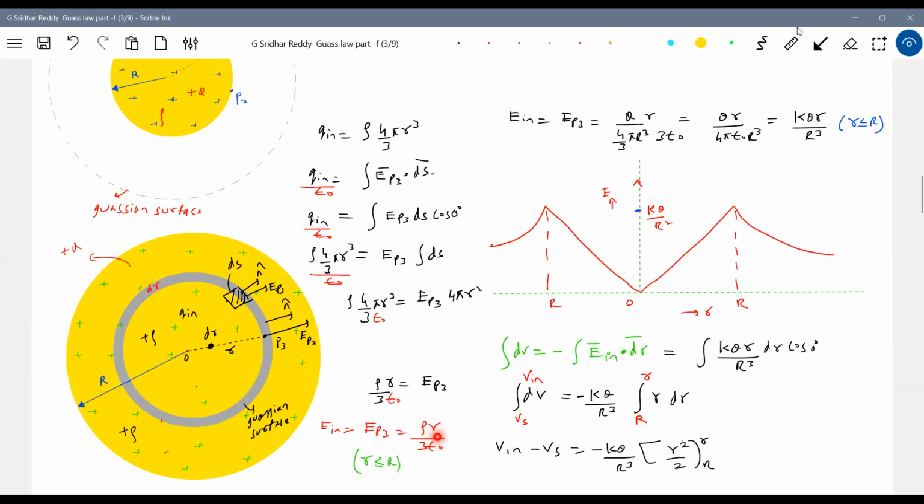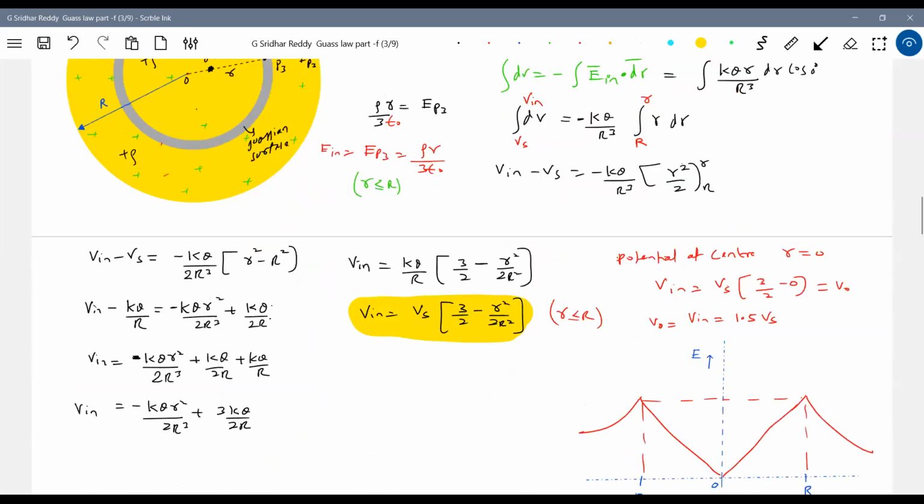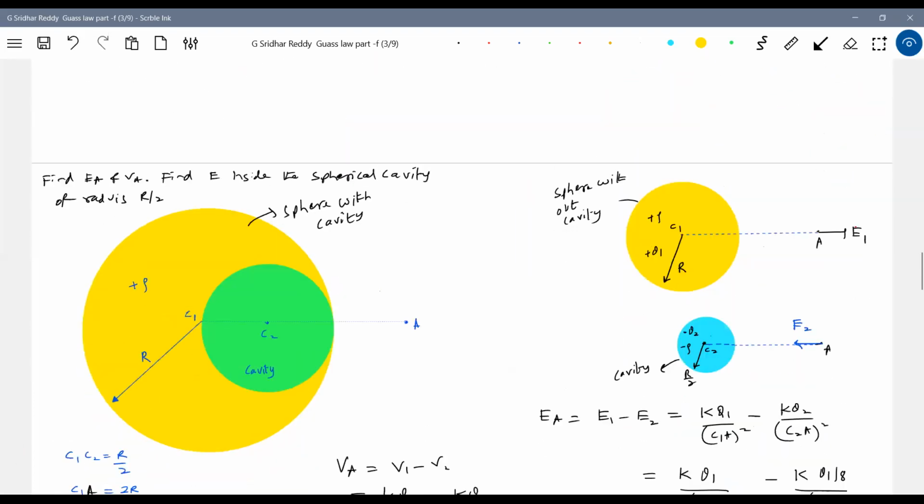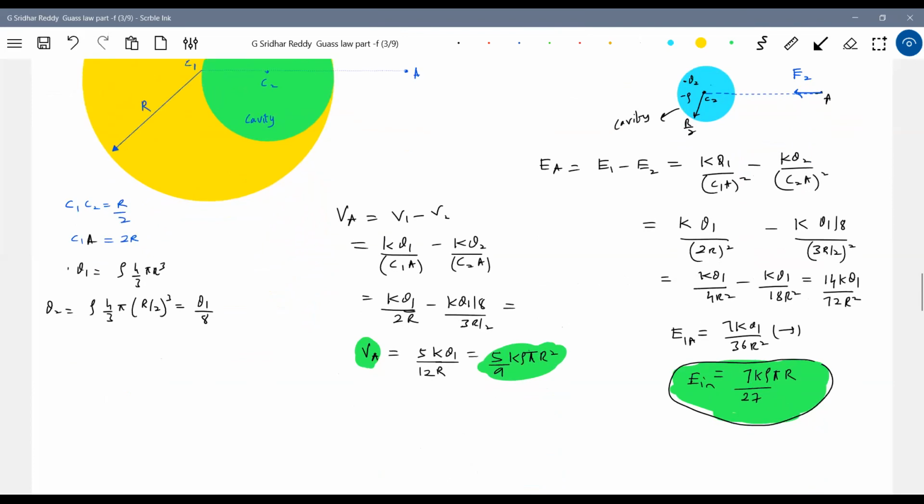Fine. For a positive charge, it should be radially outward. For a negative charge, it should be radially inward. Agreed, all of you? Okay, this is what I'm applying here. Nothing big. I think this is what we are discussing.